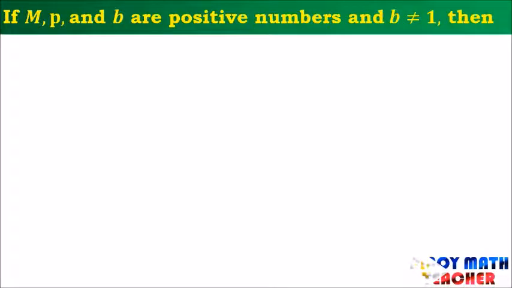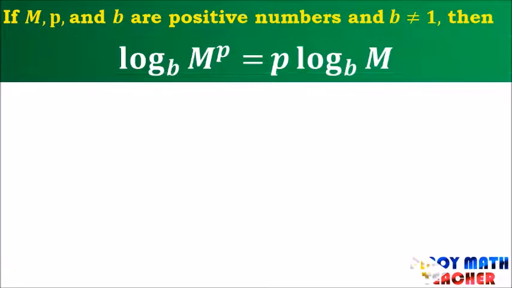Logarithm of an expression to a power naman tayo. So, if m, p, and b are positive numbers and b is not equal to 1, then logarithm of m raised to p with base b equals p times logarithm of m with base b. So, madali lang, di ba? Ililipat lang natin sa unahan ng logarithm ano man yung exponent ng argument. Bali, nakamultiply na siya ngayon sa logarithm.